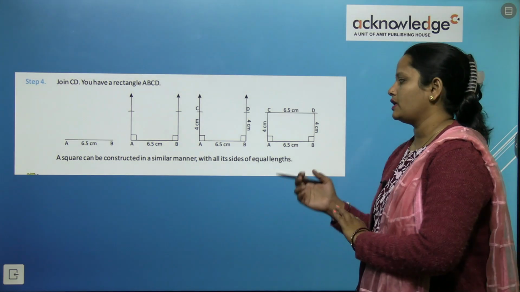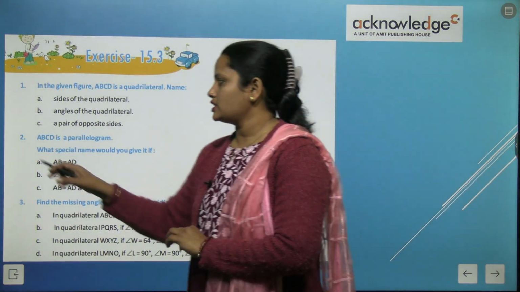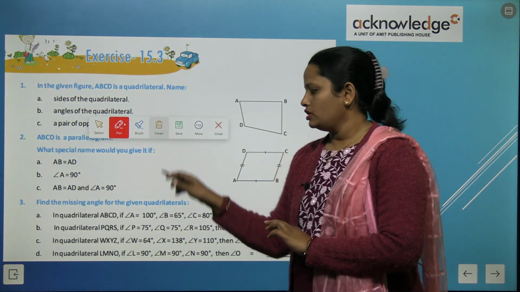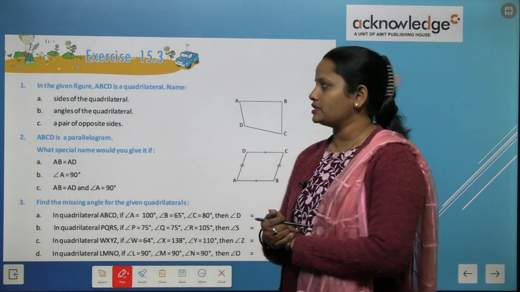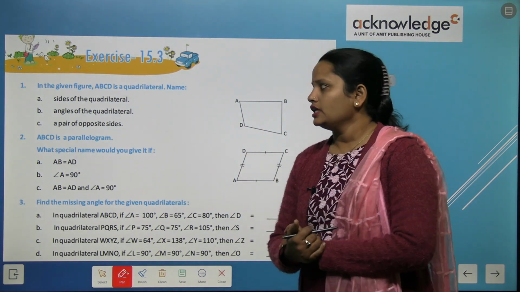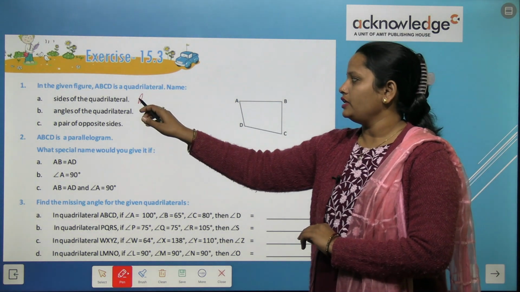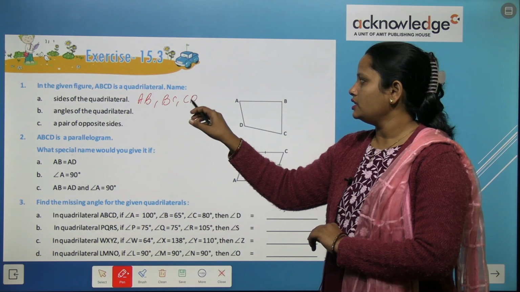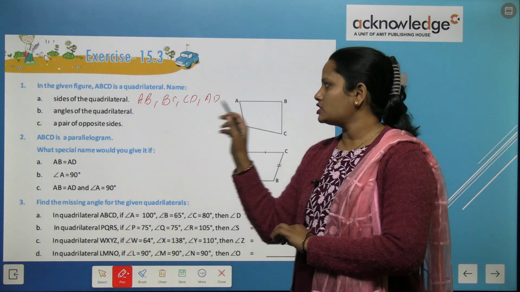ऐसे हम square को भी बना सकते हैं. Now let's do this exercise 15.3. In the given figure, ABCD is a quadrilateral. ये एक figure है जिसमें ABCD quadrilateral है. Here you can see. Name the sides of quadrilateral. तो side क्या है? AB, BC, CD and AD.